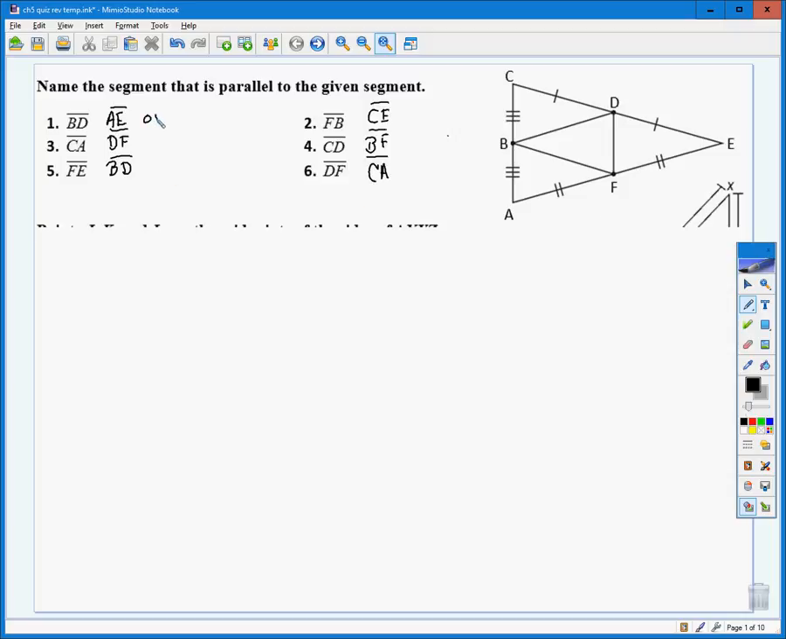Understand that each one of these, you could have written in a different order. You could have said EA. So long as these 2 points were used, it doesn't matter the order that they're in.